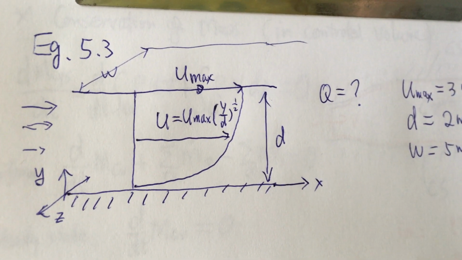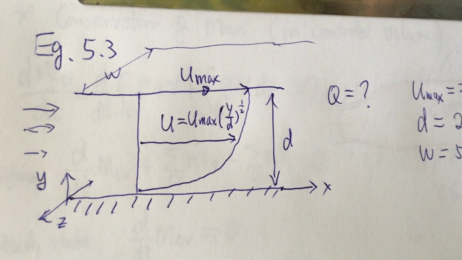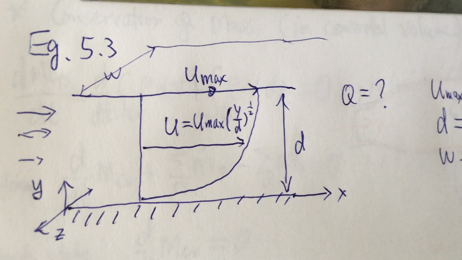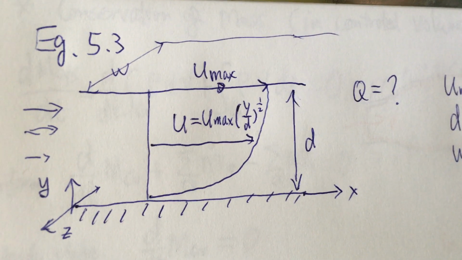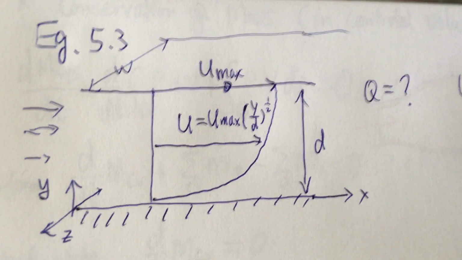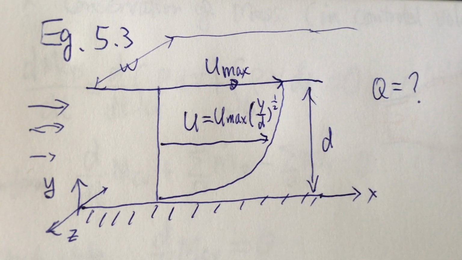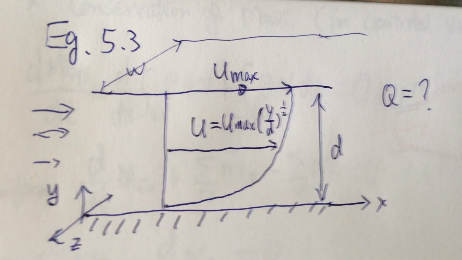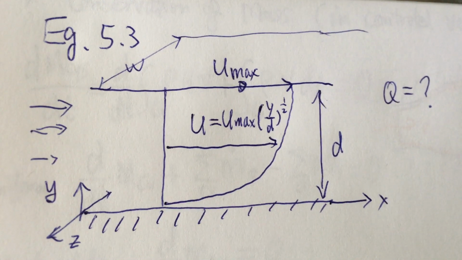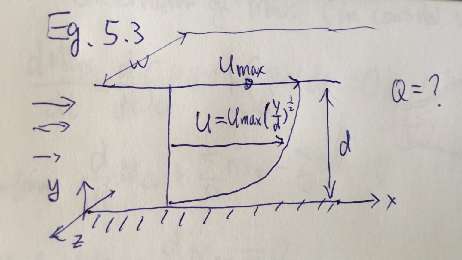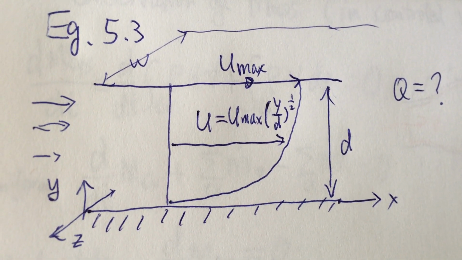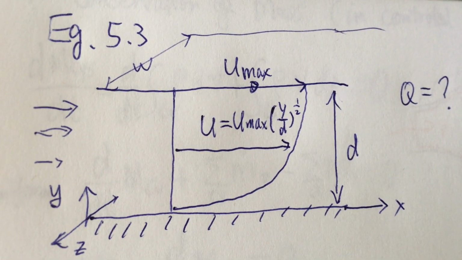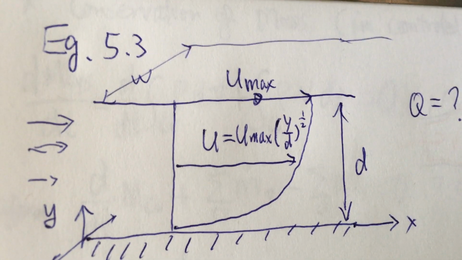Okay, this is 5.3. The problem is an open surface flow. It's like a river. The bottom is the wall, the seabed. The flow is from left to right. It's not a constant flow, right? The bottom has zero velocity. At the top surface, you have the maximum velocity, U max.